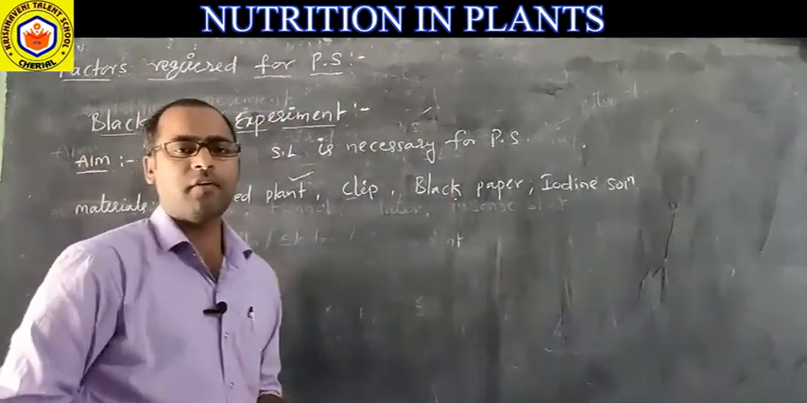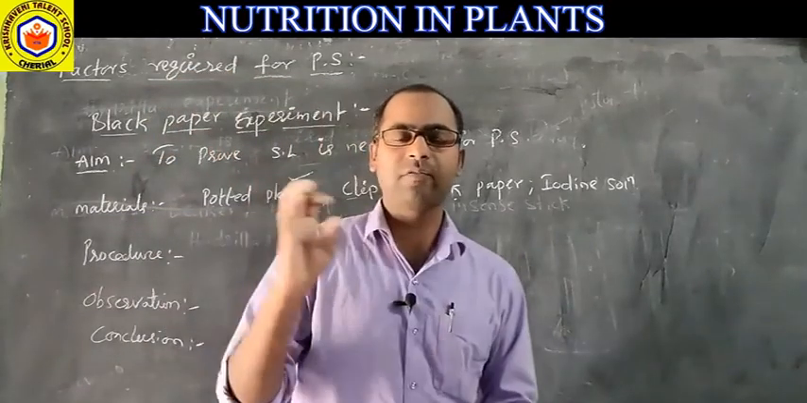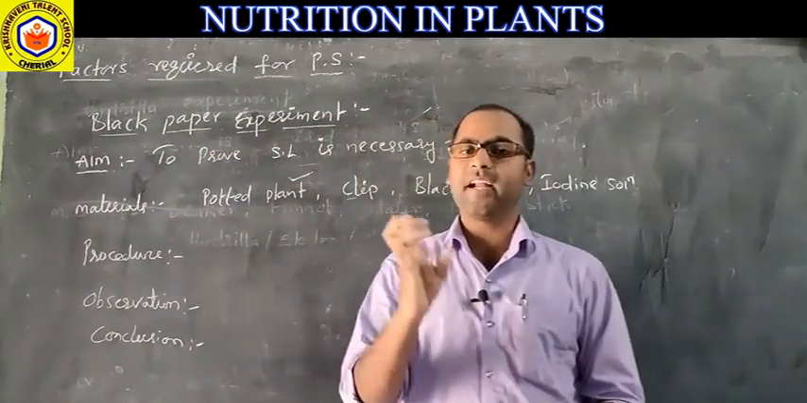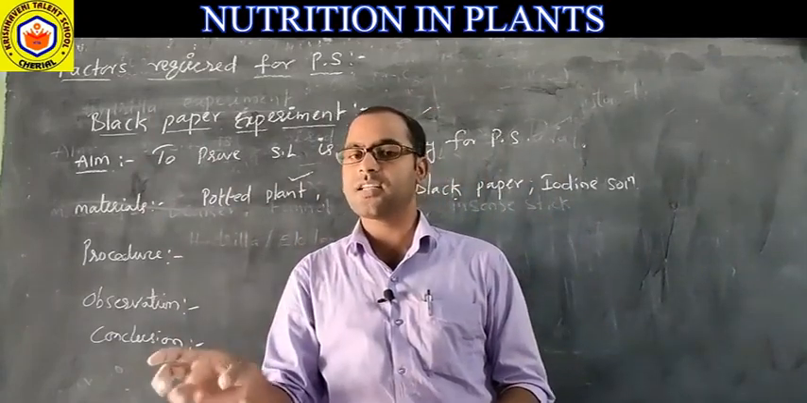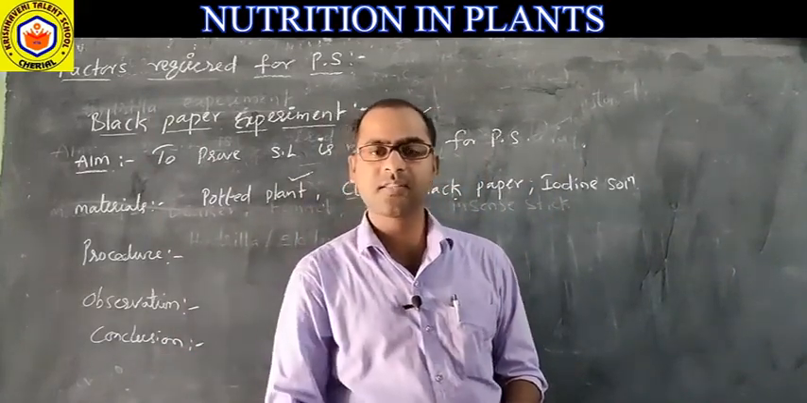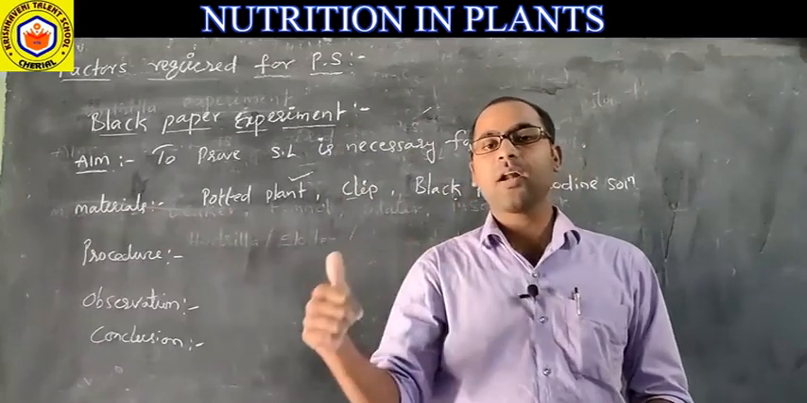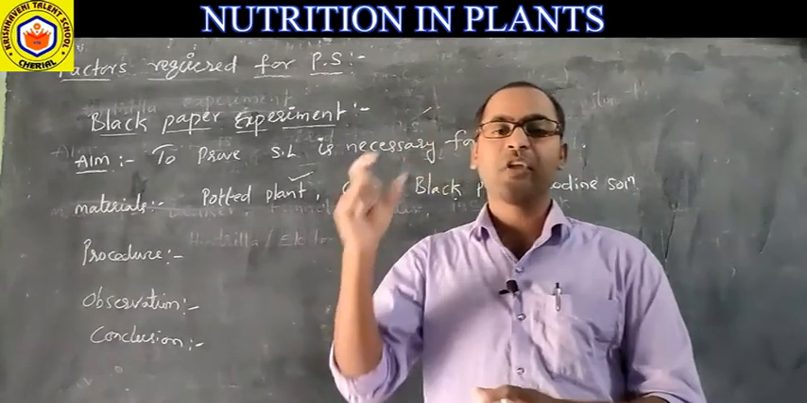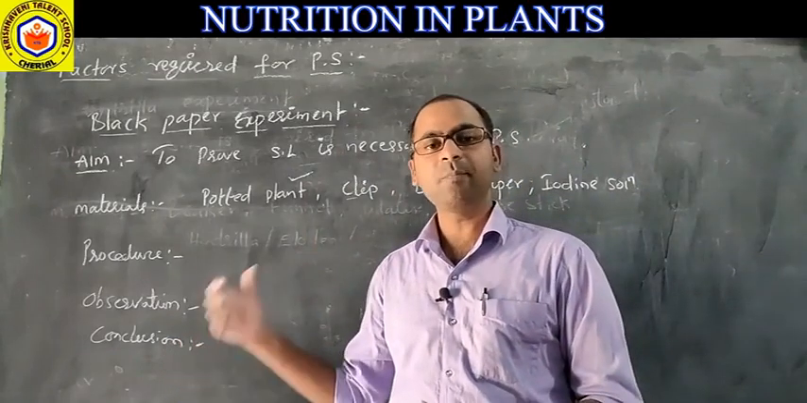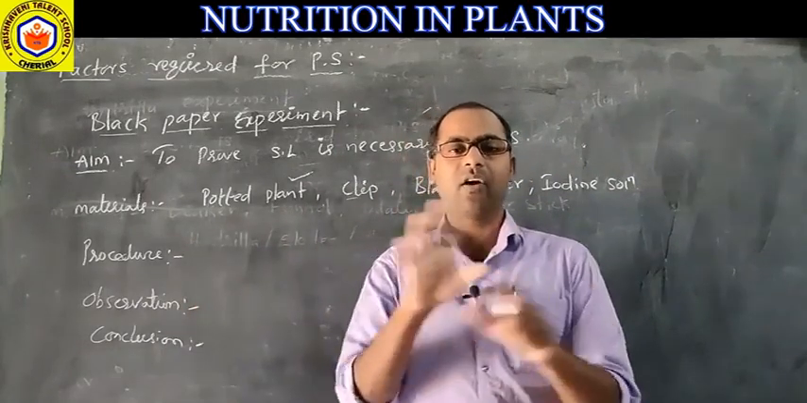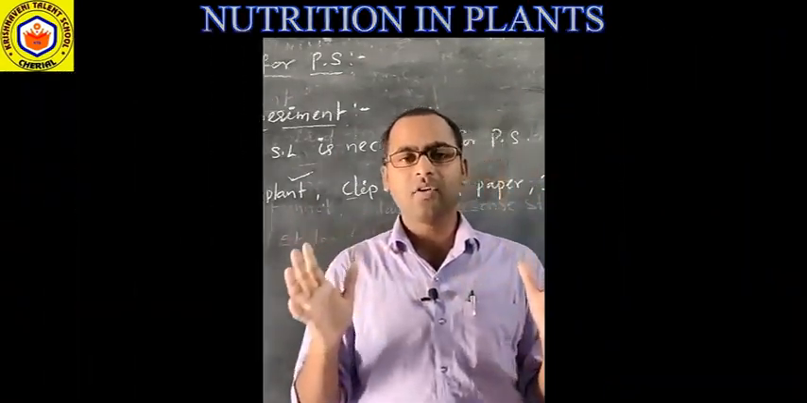So as of now, we have completed the relation between water and photosynthesis, the relation between air and photosynthesis, and in air which gas is required for photosynthesis, that is carbon dioxide. And next, light is required for photosynthesis. At the same time, in photosynthesis, oxygen is produced. That is what we have known up to now.